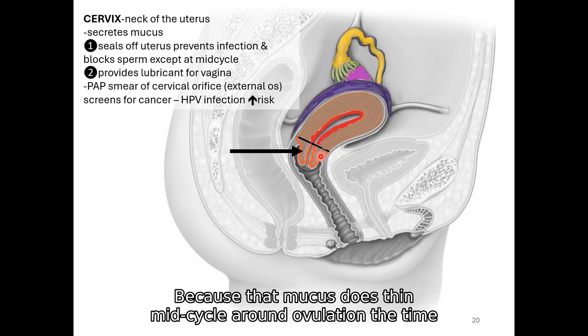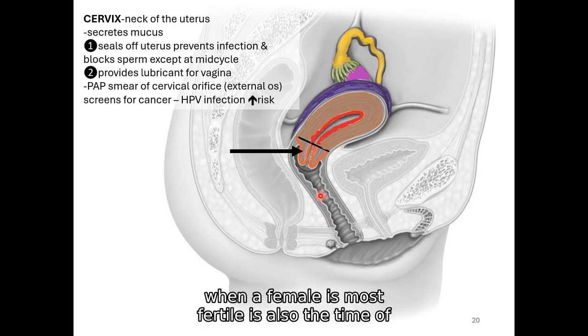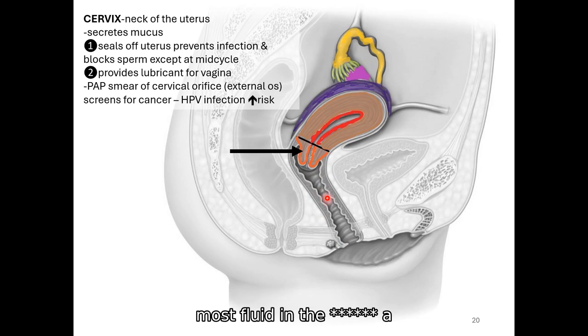Because that mucus does thin mid-cycle around ovulation, the time when a female is most fertile is also the time of most fluid in the vagina.